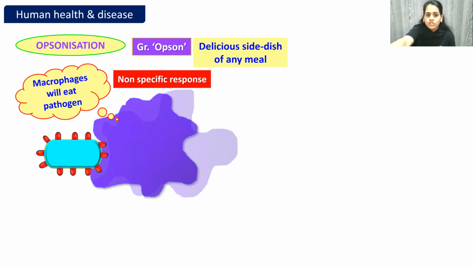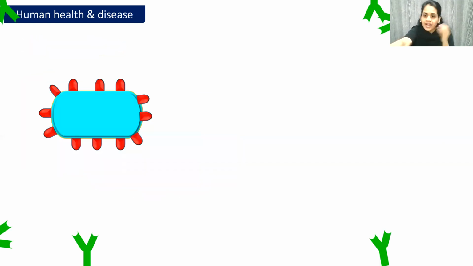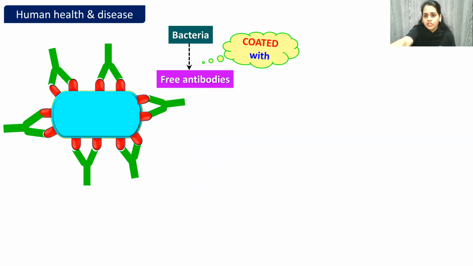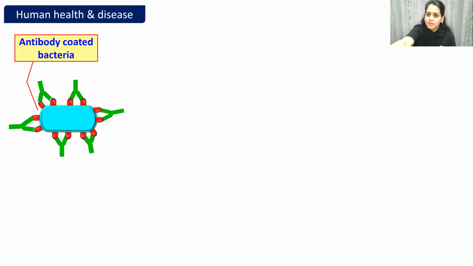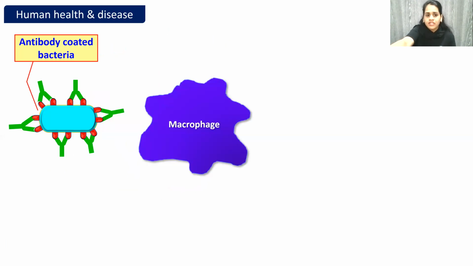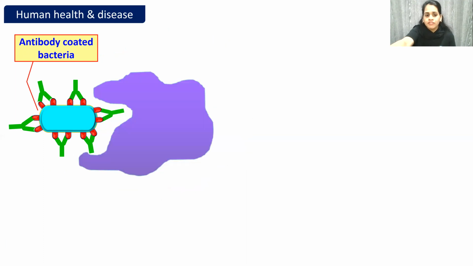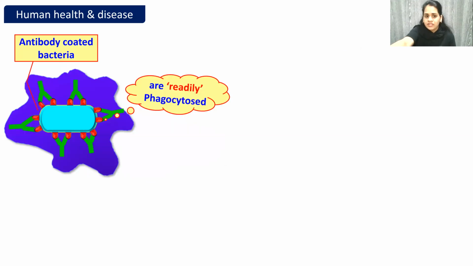So to avoid that non-specific response, what do antibodies do? Antibodies combine with the pathogen. Can you see? Antibodies combine or get coated with the bacteria. So whatever free antibodies are present, they are going to come in and coat this bacteria, and now it will become a specific response. And now the antibody-coated bacteria is going to be engulfed by the macrophages. Can you see how it is engulfing? So finally it will be phagocytized. Is it clear? And that is called opsonization.